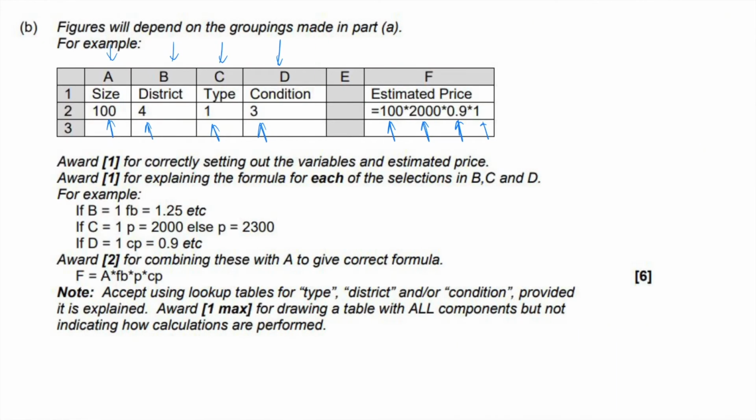Now, this is just an example of how things would turn out, but in our actual model, which is expressed right here in the mark scheme, we basically talk about what column represents what, and then we show our formula right here. F equals A times FB times P times CP. So again, this is hard to understand, but I assume this is referring to the multipliers and different values that we use to get our estimated price.